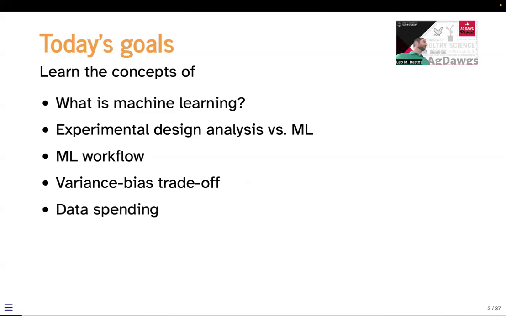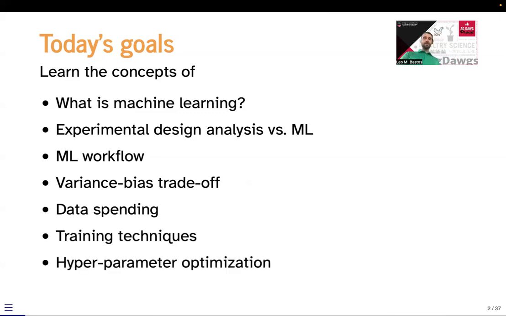In relation to that, we're going to be talking about data spending, how we use the data we have in different parts of the machine learning workflow, some training techniques, and then hyperparameter optimization, and finally predictive assessment. So overall, some of these components here are going to be part of the machine learning workflow when we get to implement it with code. So that's why they are in this order here, and you're going to see this again as we do the exercise next class.